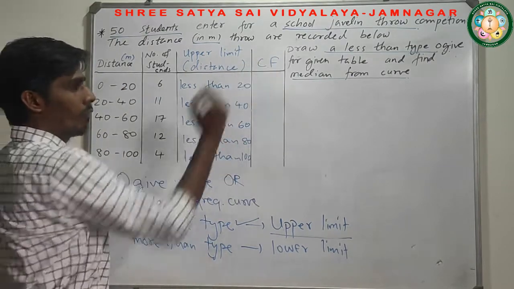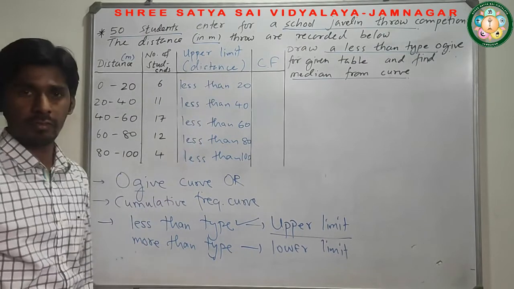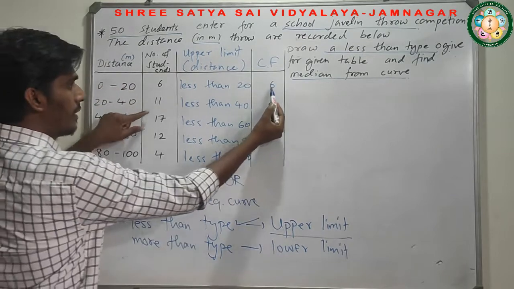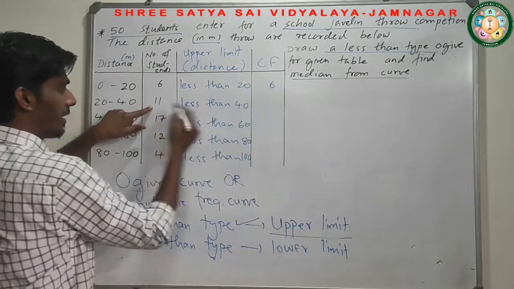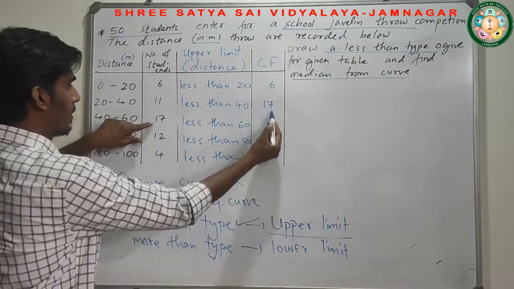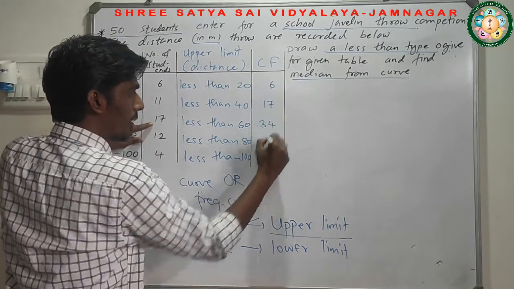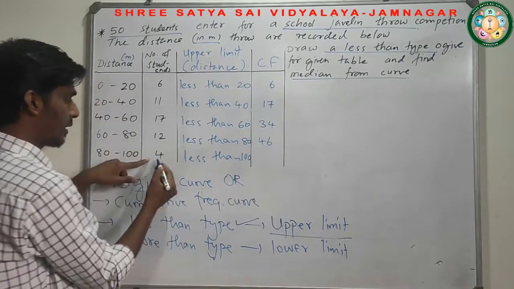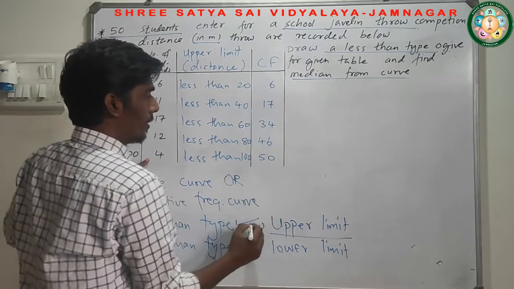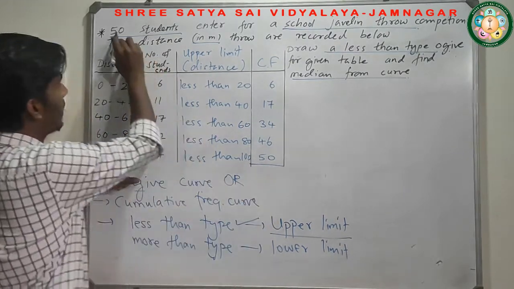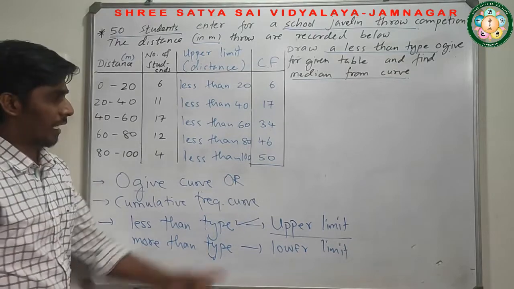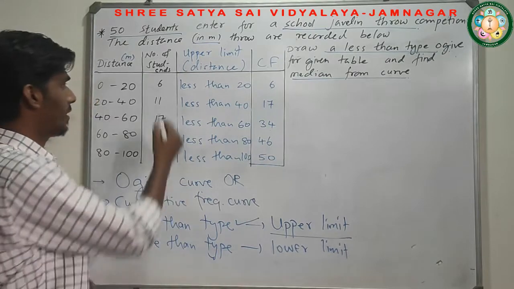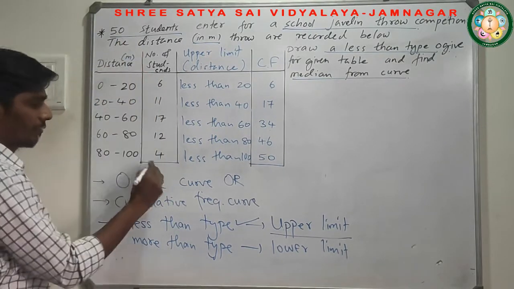Now I have to find CF, cumulative frequency. It starts with the minimum frequency. It's 6. Then 6 plus 11 is how much? 17. 17 plus 17, it's 34. Now 34 plus 12 is how much? 46. 46 plus 4 is how much? It's 50. As I got the total number of students 50 here, our calculation is correct. If here we are not going to get 50, then something is wrong in our CF. As the total frequency is given in question itself, 50 students are there.